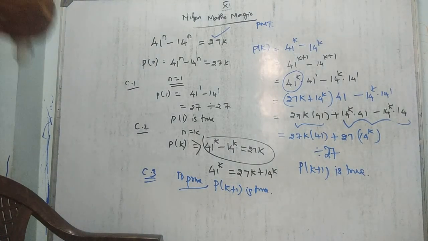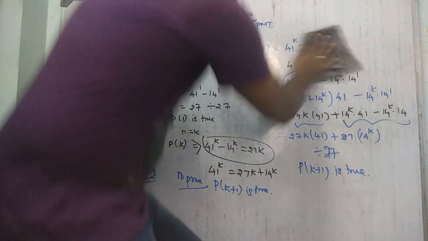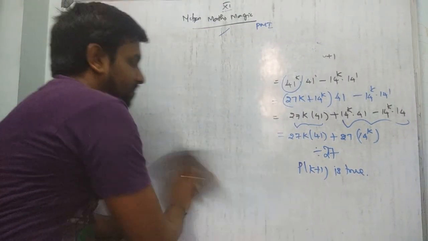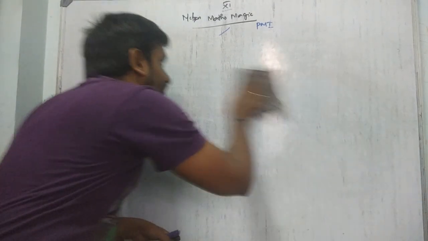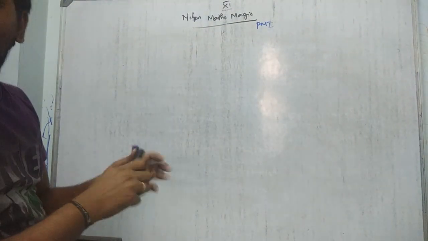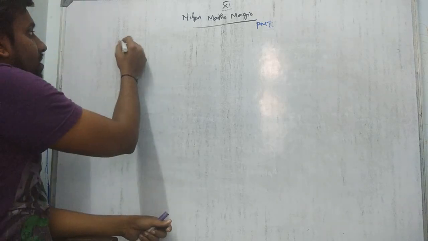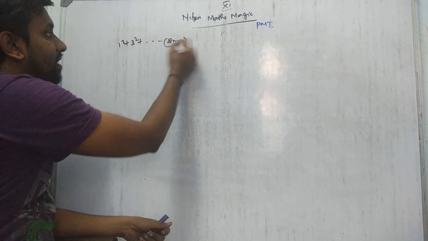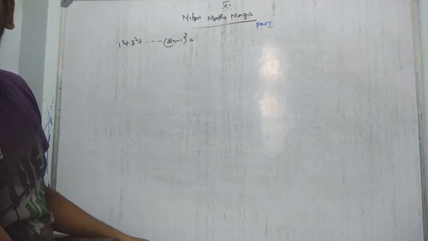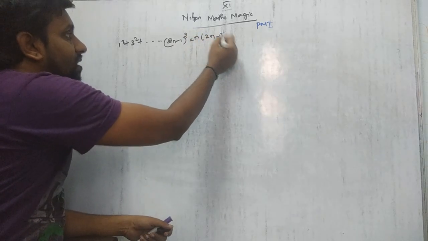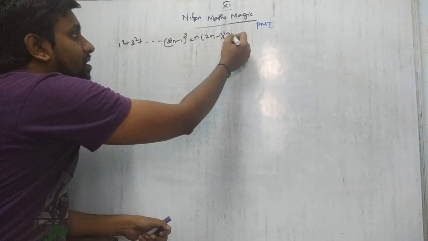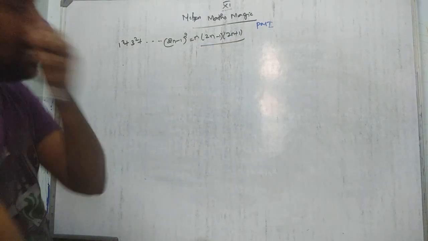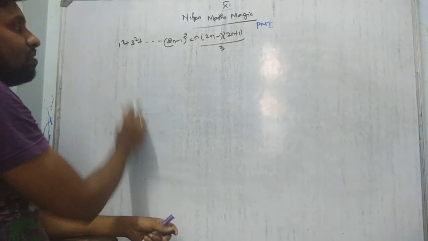I'll do one more sum, okay? Then it will be easy for you to do. I'll go for the 15th sum. The 15th sum is 1 square plus 3 square plus 5 square, and so on up to 2n minus 1 the whole square, equal to n into 2n minus 1 into 2n plus 1 upon 3. So n equal to 1, n equal to k, n equal to k plus 1.